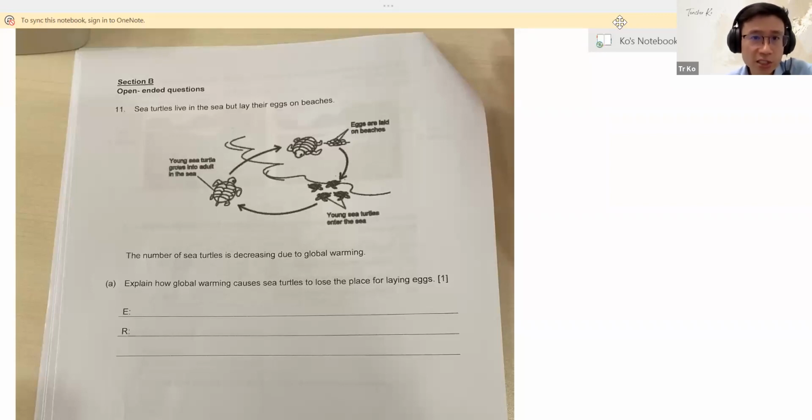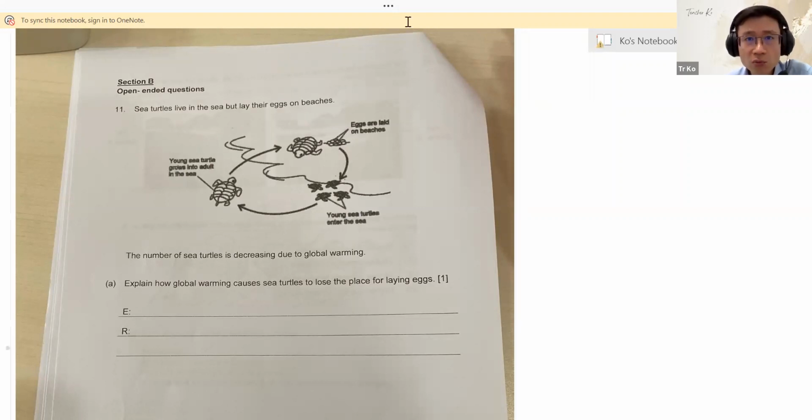Sea turtles live in the sea, but they lay their eggs on beaches, right? So we have this diagram here. They tell us the eggs are laid on beaches, the young turtles return to the sea and enter the sea, and the young turtle will grow to adults, which come back to the beaches to lay eggs. So this is the whole life cycle. The number of sea turtles is decreasing due to global warming. So explain how global warming causes a sea turtle to lose the place for laying eggs.